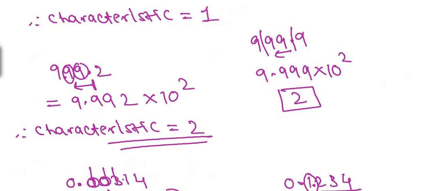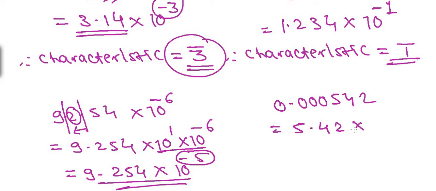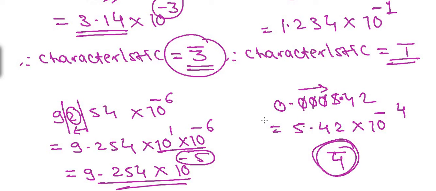If the number is less than 1, say for example 0.000542, then in this case we can write that as 5.42 into 10 raised to some power. Now after 5 we are shifting the decimal, so we are going towards the right, so the power of 10 is negative. And by how many units are we going towards the right? 1, 2, 3, 4. So the power is 10 raised to minus 4, and therefore the characteristic over here is negative 4. So we write that as bar 4.